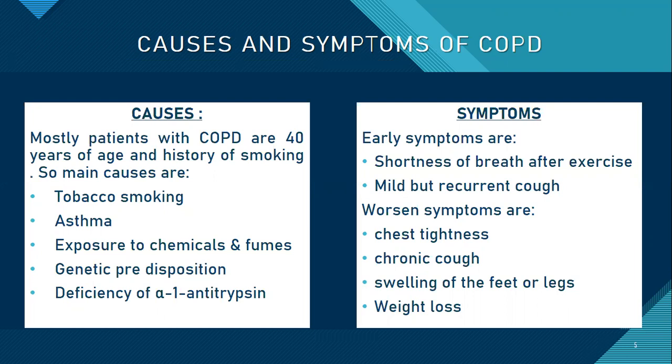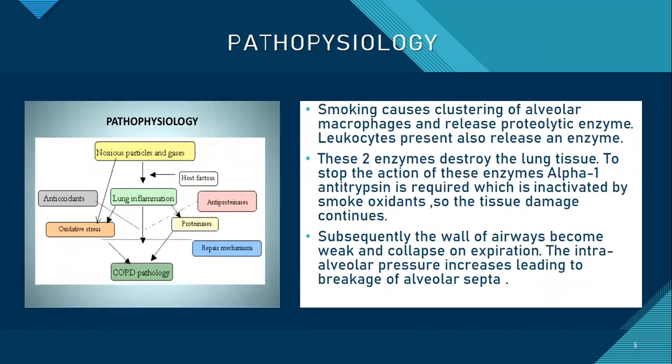In symptoms, we have many symptoms, but in the early stage, there is shortness of breath, especially after heavy exercise, and a mild but recurrent cough. Then the symptoms get worse as the stage progresses. It can lead to chest tightness, chronic cough, swelling of the feet or legs, weight loss, fatigue, etc. Now, discussing the pathophysiology of COPD.